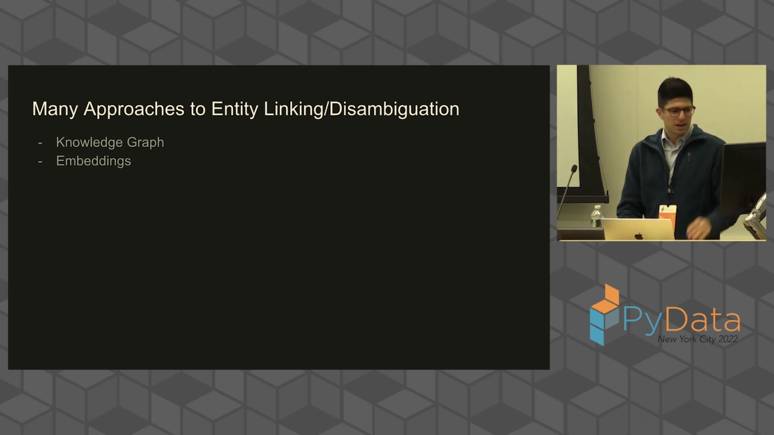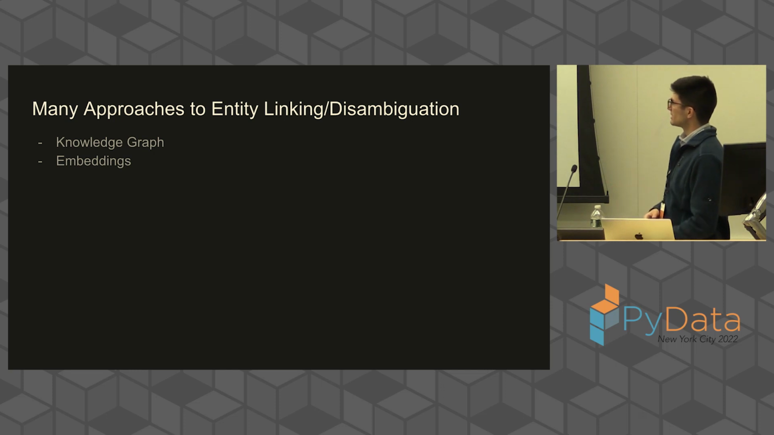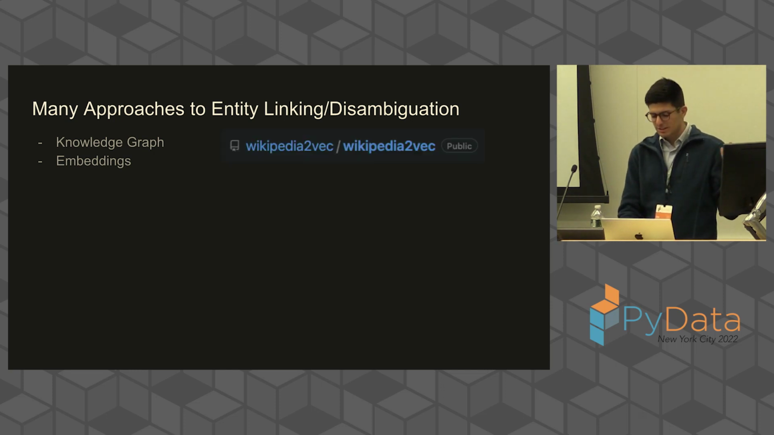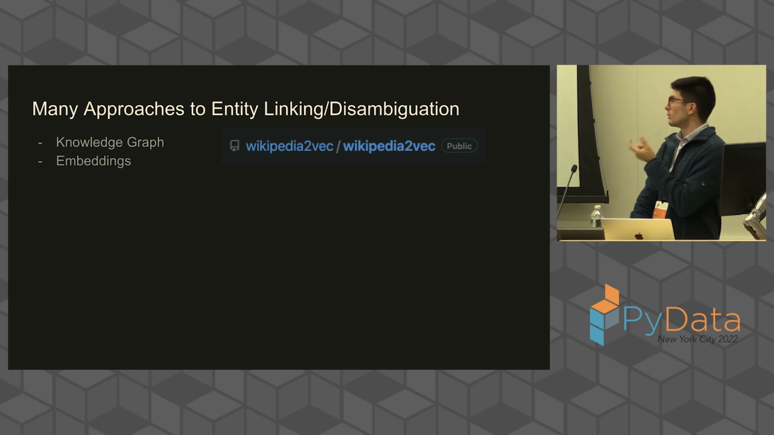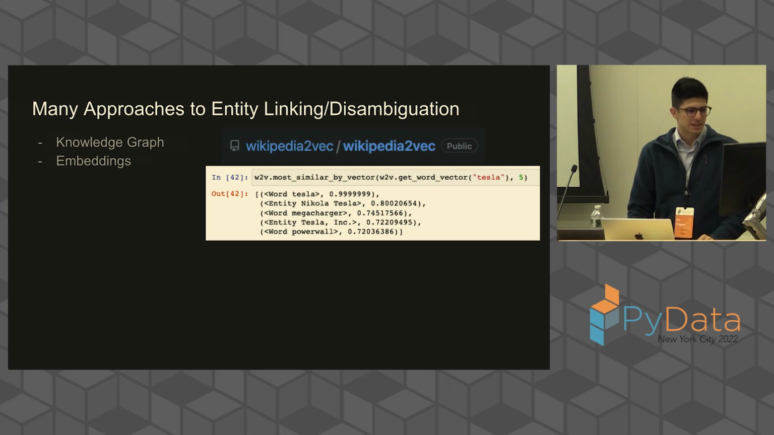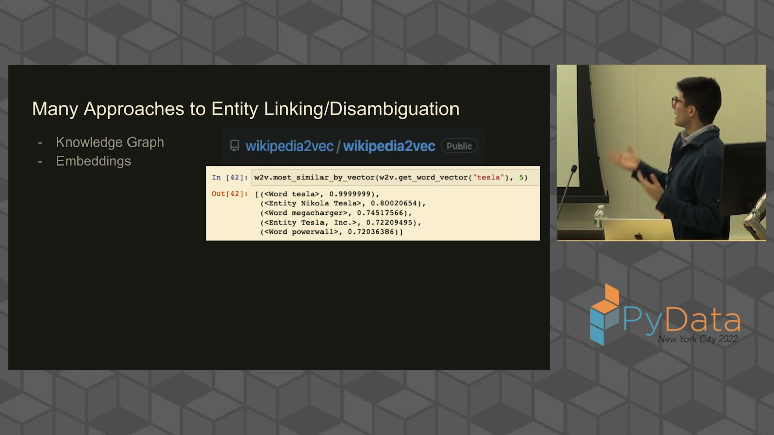Embeddings, I'm sure, are very common. So you try to make a vector that represents how that word is being used in the text. Interestingly, there's an open source library called Wikipedia2Vec that tries to vectorize a word and then tries to find Wikipedia articles that have similar embeddings. So this is an example where if you try to get the word vector for Tesla and then find the Wikipedia articles that are most similar, you might find Nikola Tesla or the company Tesla.